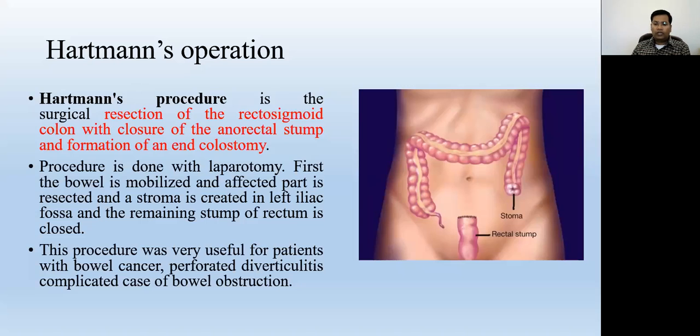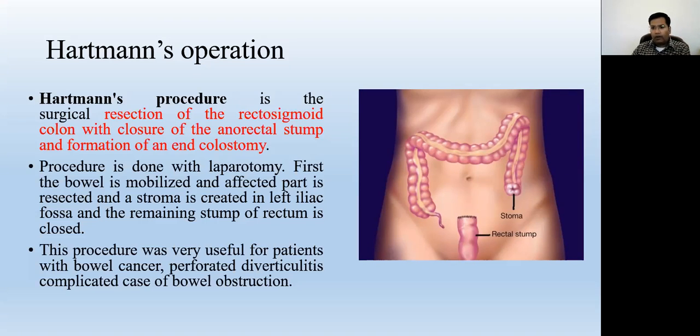The procedure is done with laparotomy, which means we have to do it open. A left lateral midline incision is required for that. After entering the abdominal cavity, just look around. If there is a perforation in an acute condition, then we have to first close that part and then clean the complete abdominal cavity, and then we think about what to do.